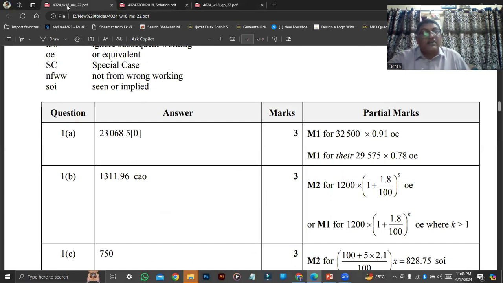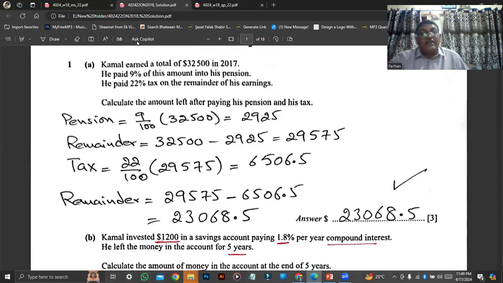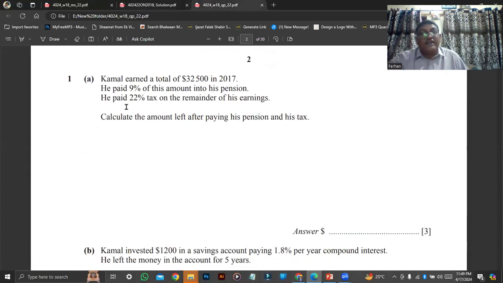So this is how you will solve this. I hope you understand. $23,068.5 is the right answer, sir. So hopefully this is question number 1, A part, and I hope you understand.